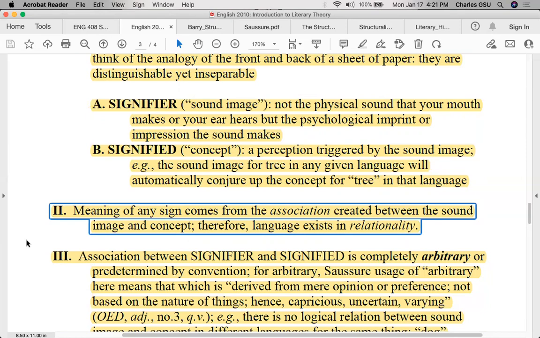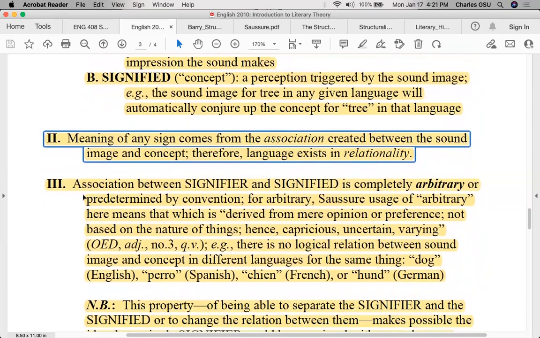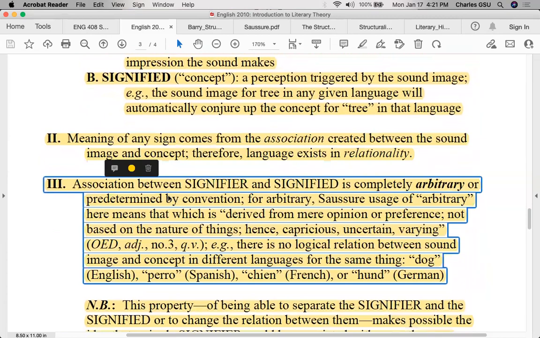So let's move on here. I'll come back to the sign as we look at Saussure. The association between signifier and signified is completely arbitrary or predetermined by convention. Right, so he doesn't mean arbitrary in a roll-the-dice kind of thing, but he means, as it says here, by convention, by consensual agreement from any society.